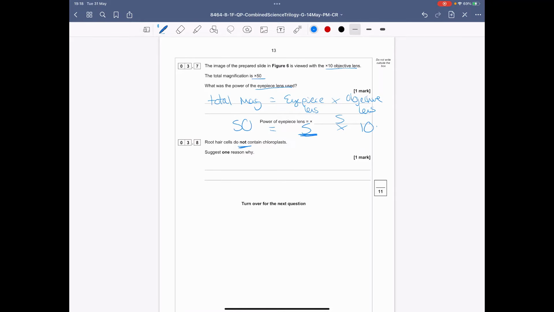Question 3.8. Root hair cells do not contain chloroplasts. Suggest a reason why. Well, if you think about the roots, they are in the soil, and the job of the chloroplasts is for photosynthesis, and they absorb the light. So why do root hair cells not have chloroplasts? Well, it's because they are in the soil, so there is no light.